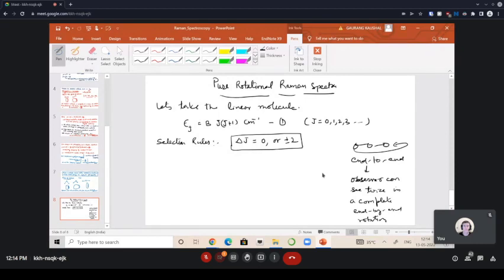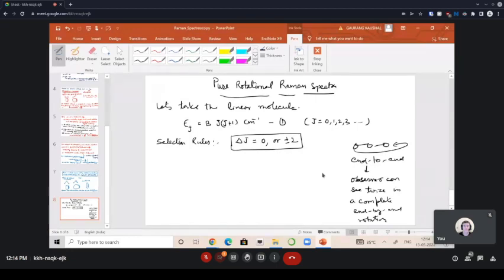So the idea behind the plus minus 2 selection rule is that when this linear molecule is rotated end by end, the observer sees the molecule twice in a complete rotation. That's why the plus minus 2 change in the angular momentum is considered in the pure rotational Raman spectra. And the other thing is the same.